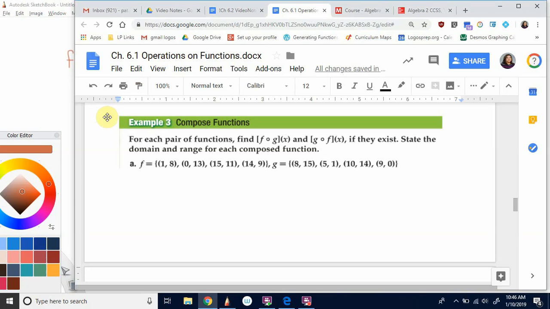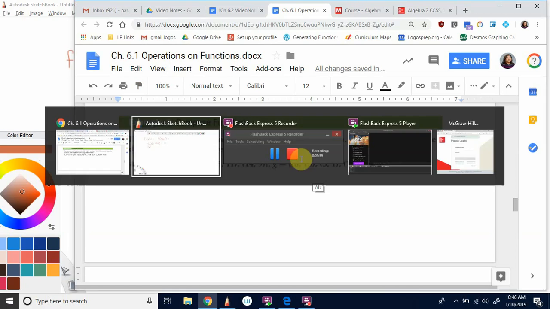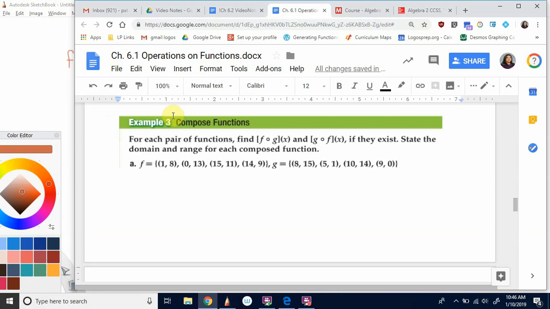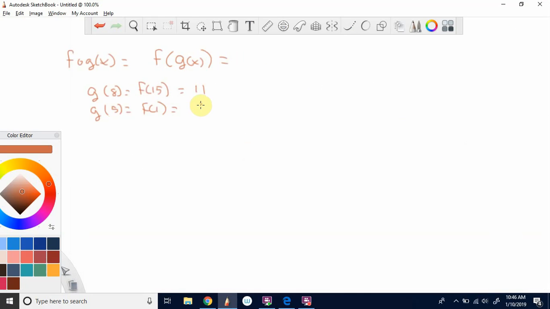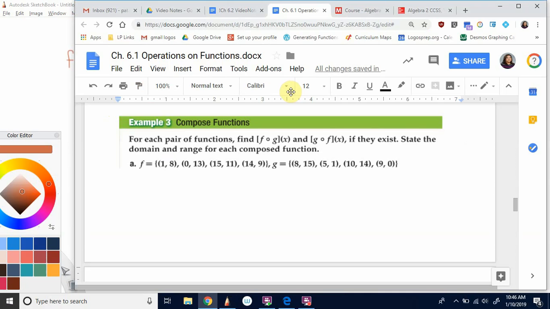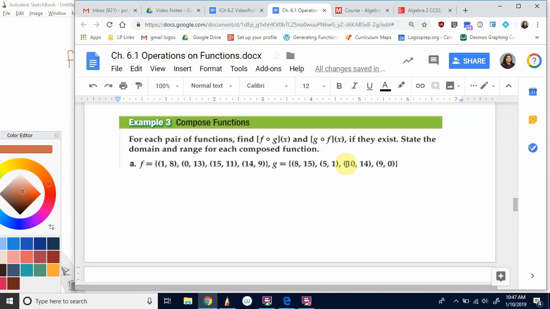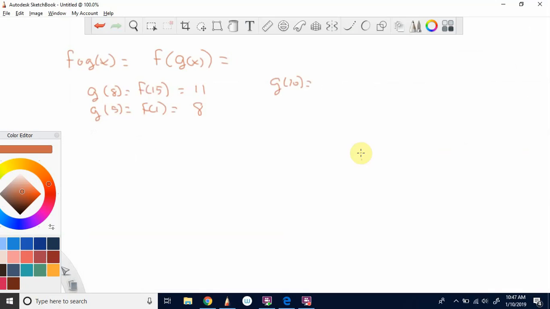Then we're going to do each one of these x's: 8, 5, 10, and 9. So g of 5 gives us 1. So we're going to do f of 1, which gives us 8. Then what's the next g? These are all the x's. There are 4 coordinates, so 4 x's. So g of 10 equals 14, because g of x is just a fancy word for y.